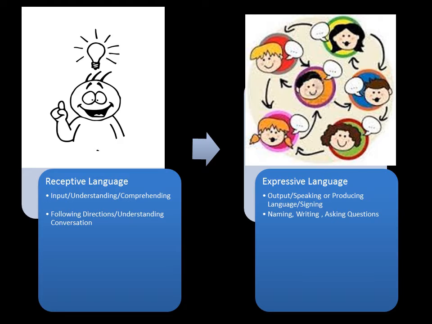Expressive language is the output, the speaking, producing language. Even signing can be expressive, gesturing, naming, writing, being able to ask questions. That's all expressive language. Receptive language and expressive language go together. Someone's understanding something, then they're able to express what they're understanding.